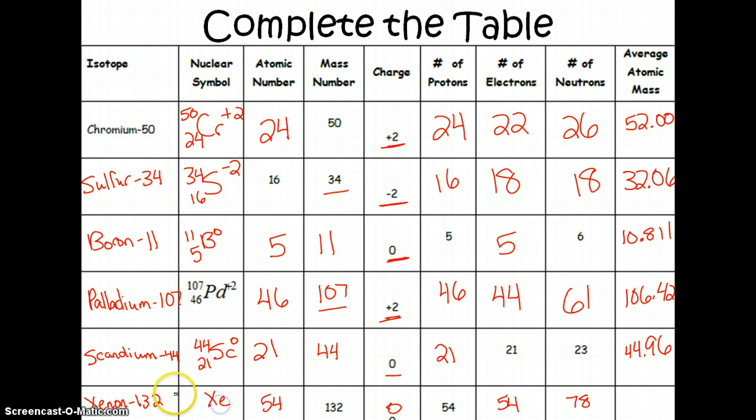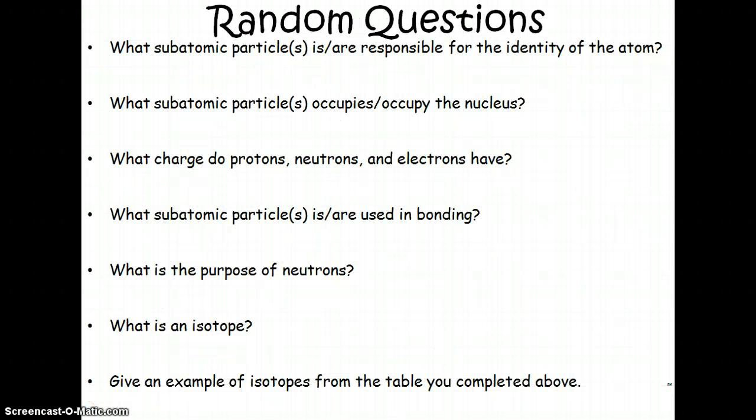And the symbol, the mass, atomic number, and charge, and then the average mass from the table is 131.29. Okay, a couple of random questions. What subatomic particle is responsible for the identity of the atom? That would be the proton. Subatomic particle that occupies the nucleus, that would be the proton and the neutron.